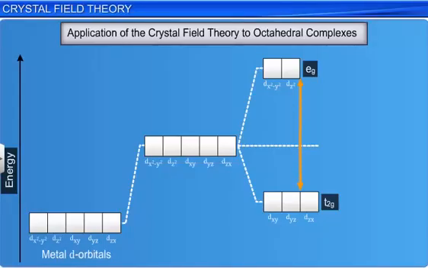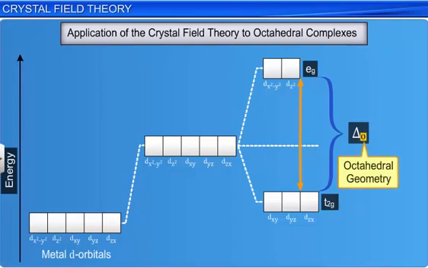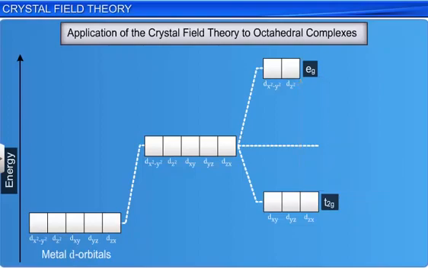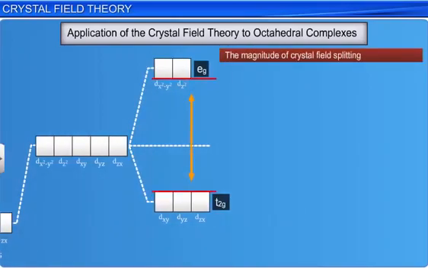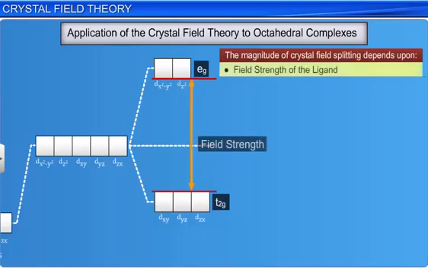The extent of the splitting in energies is represented by the symbol delta O. The subscript O indicates octahedral geometry. Due to this splitting, the energy of the two Eg orbitals will increase by 3/5 of delta O, while that of the three T2g orbitals will decrease by 2/5 of delta O. The magnitude of crystal field splitting depends upon the field strength of the ligand and the charge on the metal ion.